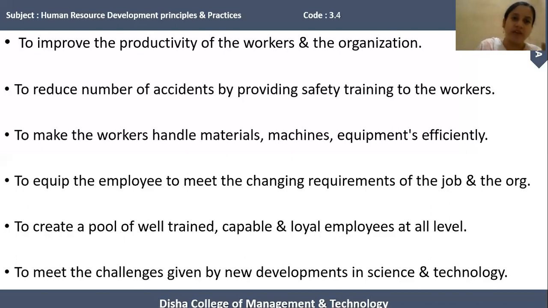Next objective of training is to equip the employee to meet the changing requirements of the job and the organization. Training imparts required skills to our human resources. It enhances the person's inner potentialities, so that the person can meet the changing requirements of the job and the organization, and it makes the human resources perfect to meet the future challenges of the organization also.